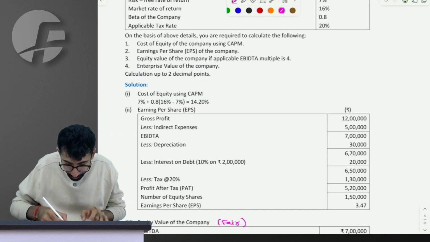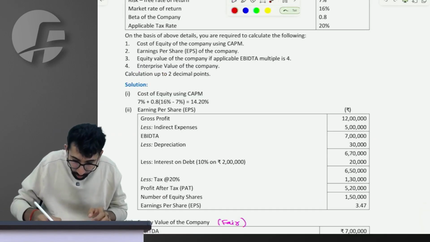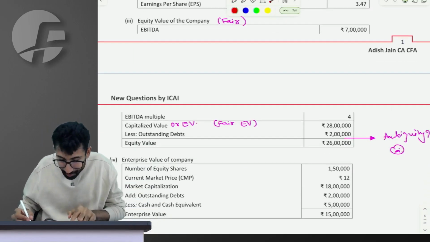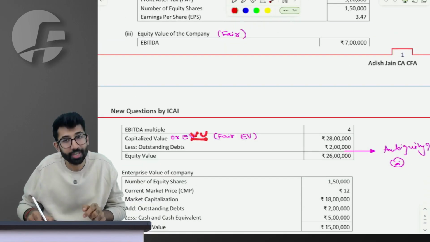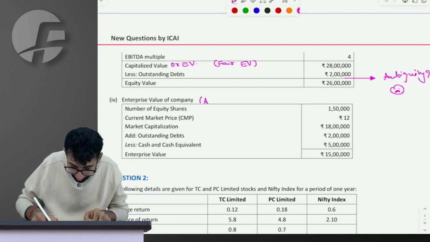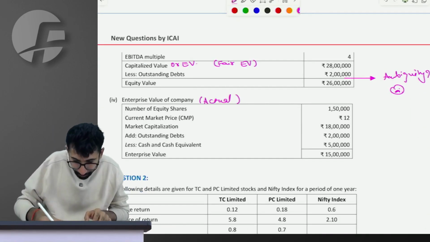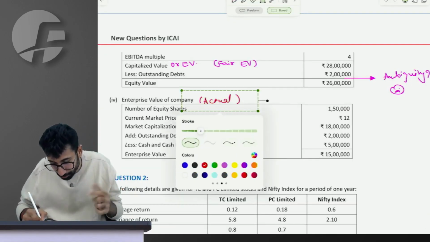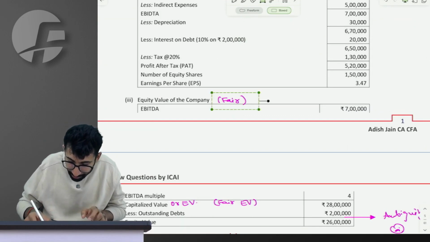Now when they ask you the enterprise value again, this is the context of the question we will have to catch: the institute won't make you do the same question, which means this time it is asking you to calculate the actual enterprise value, which is not based on the fair value. It's not about the intrinsic value, it is about the actual value.